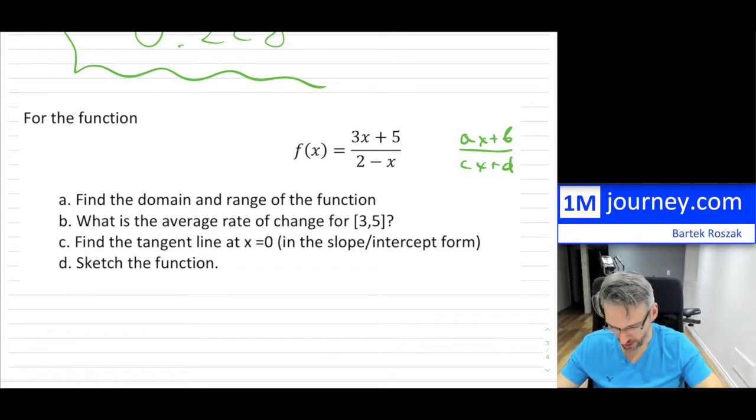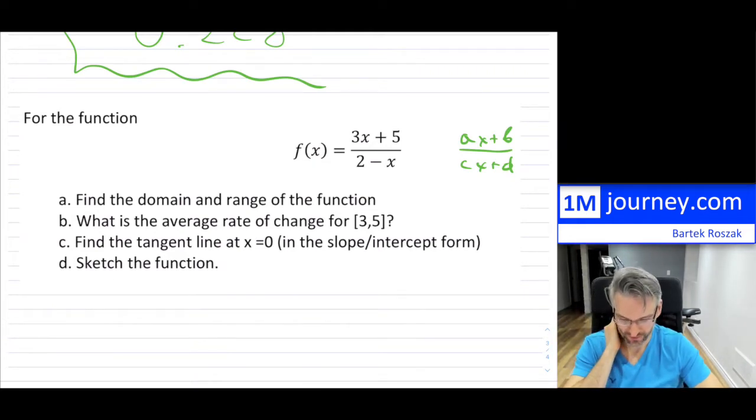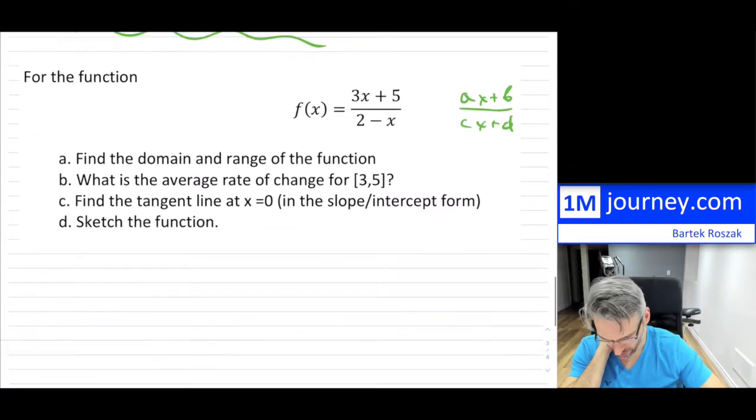What is the average rate of change between 3 and 5? Find the tangent line, so with the slope and intercept, and then sketch the function. All right, so we can certainly try to do that with these ones. We do have the tools.